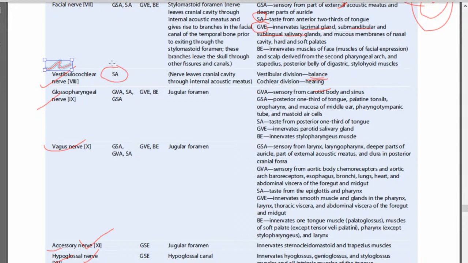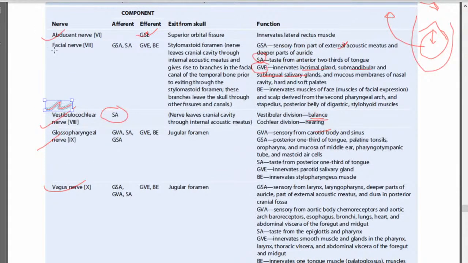Special afferent. It is special because it carries information from there to other parts of the body. So the facial nerve is called special afferent because of the tongue. GSA is the sensory part of the external acoustic meatus. GVE is with the lacrimal gland, because it carries the information of the lacrimal gland. And BE, I don't know what that means, is with most of the facial muscles and scalp.